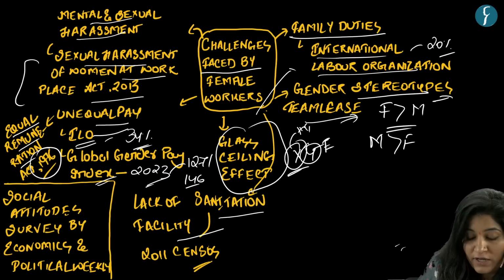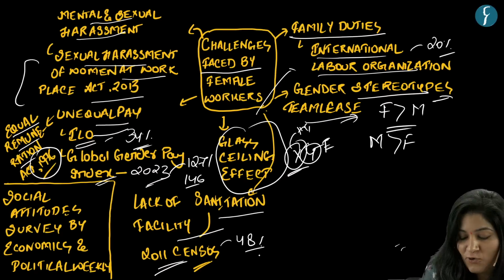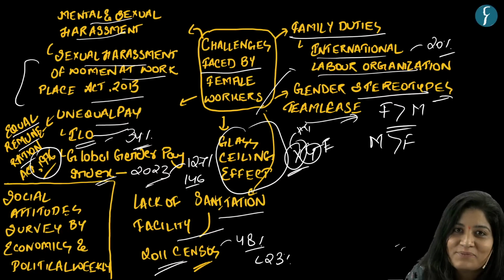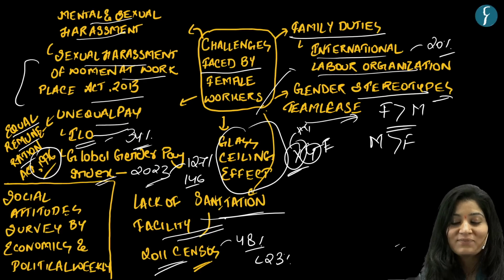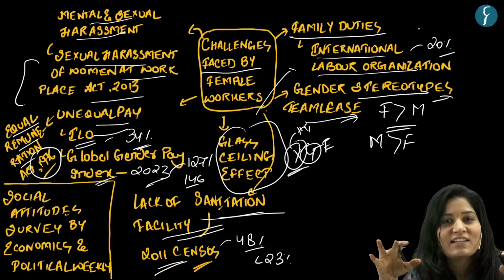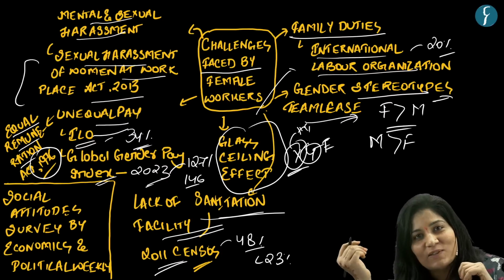That is why, according to the 2011 census, there are 48% females, and of them, only 23% of females above 15 joined the workforce in India. And the major reason is lack of sanitation facilities. Okay. Now, we have seen many challenges, and we will term all these challenges as external challenges.